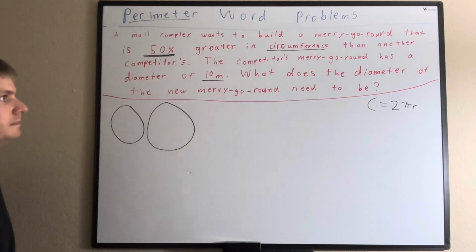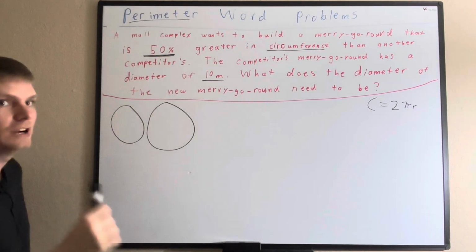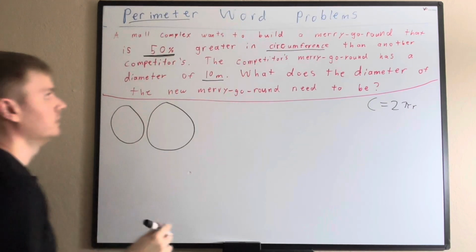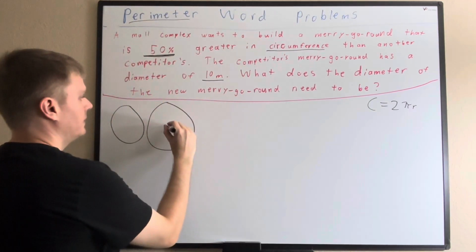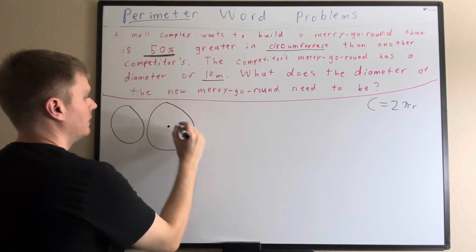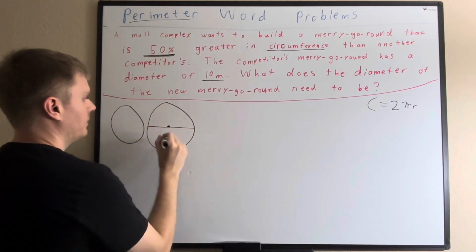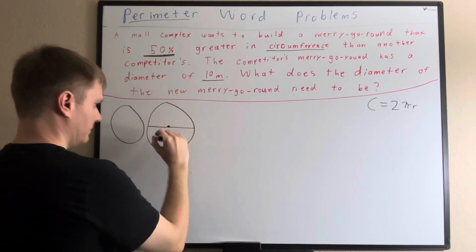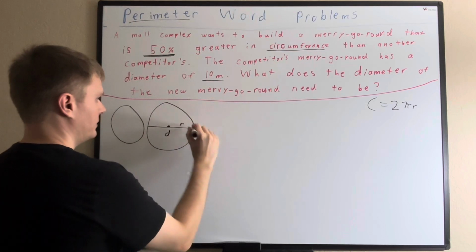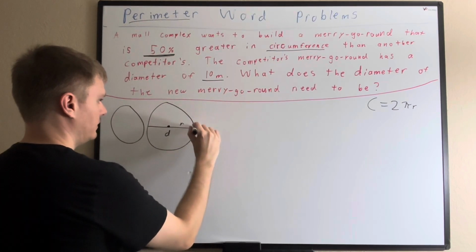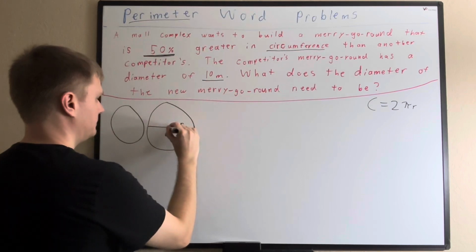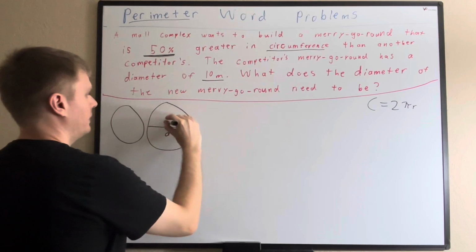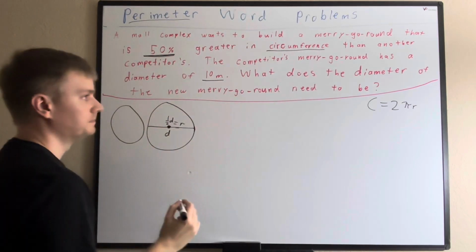What is r? R is the radius of a circle. What is the radius of a circle? Well, it's half the distance of the diameter, right? The diameter is the whole length of the circle, but r is just from the outer edge of that circle to the center. So r is 1/2 of the diameter.